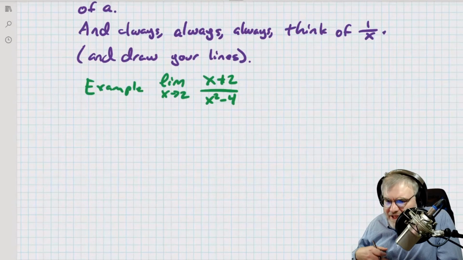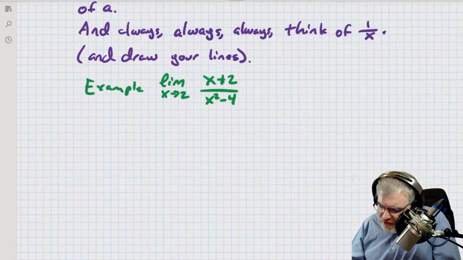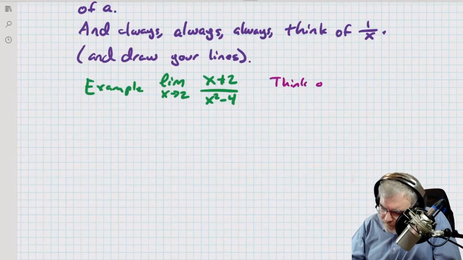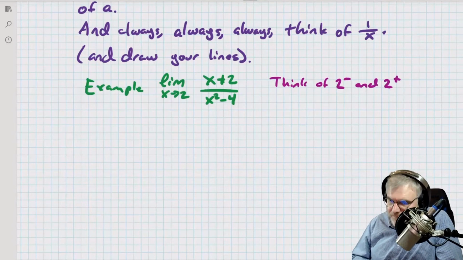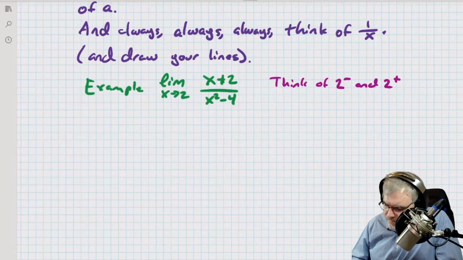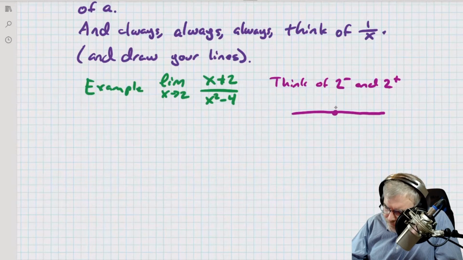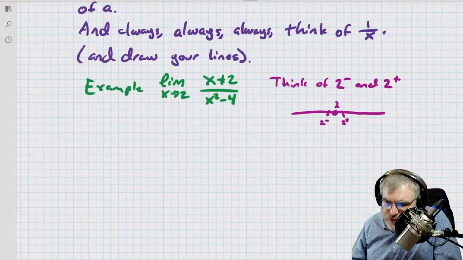Okay, well, I've got 2 things going on. I've got a 2. So think of 2 minus and 2 plus. Okay. Here's 2. Here's 2 minus, and here's 2 plus. Now, if I add 2 to 2 minus, where am I?